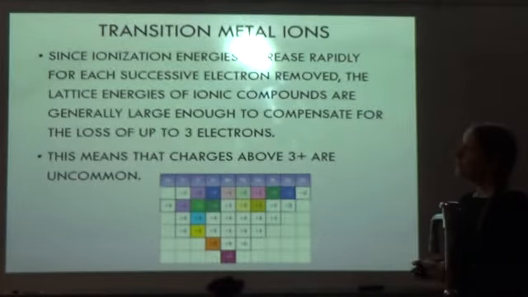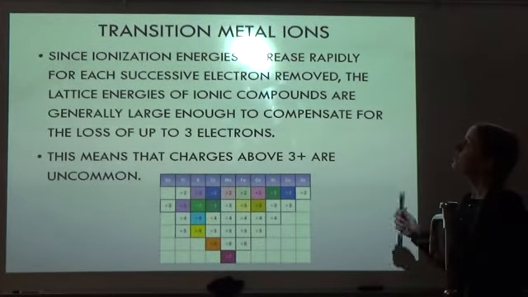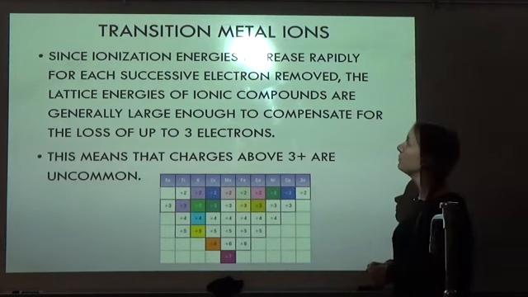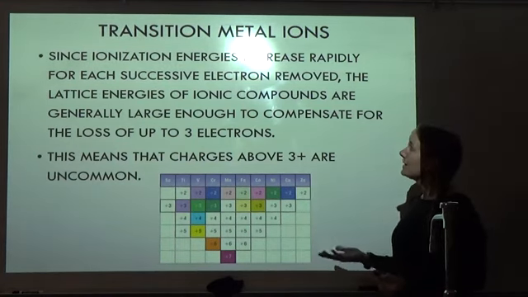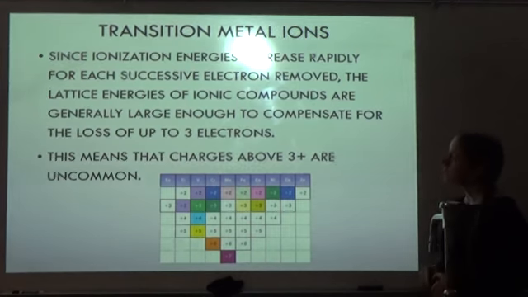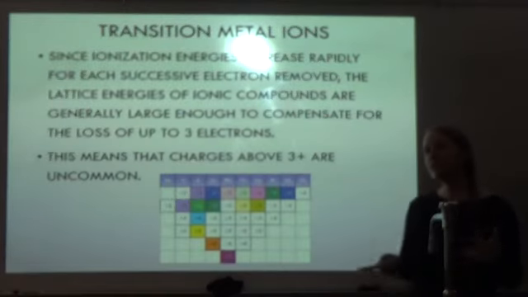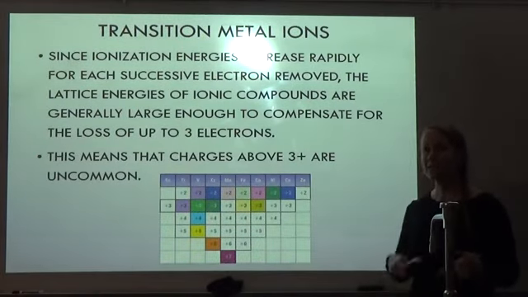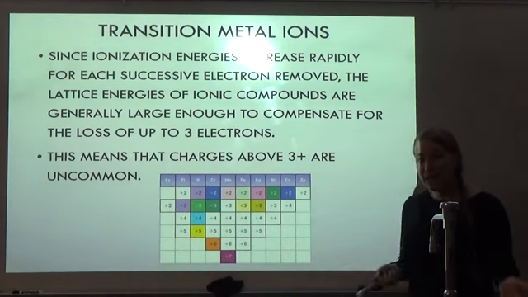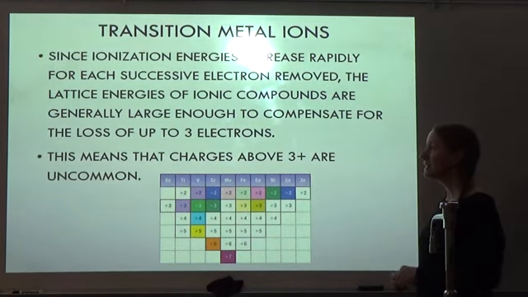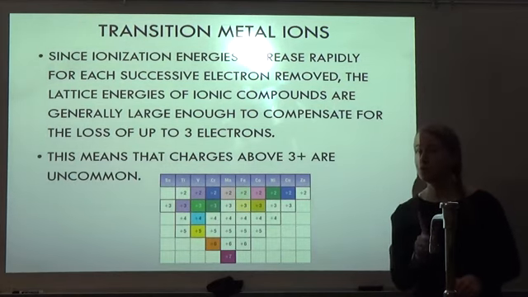Alright, so transition metal ions. Since ionization energies increase rapidly for each successive electron removed, okay, we learned about that already when we learned periodic trends, the lattice energies for ionic compounds are generally large enough to compensate for the loss of up to 3 electrons. So that's why most of the time we don't see charges past positive and negative 3. Like we can, but it's just not common. This means that charges above 3 positive are uncommon. But remember, they do still happen.